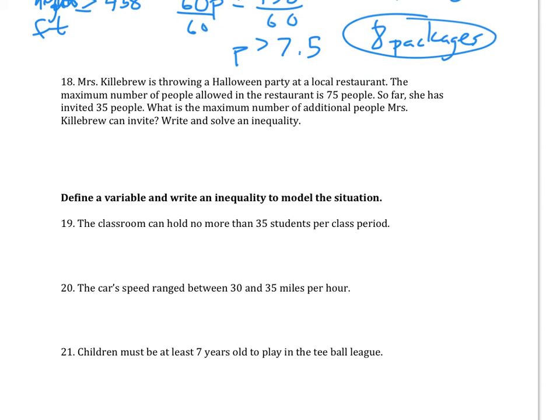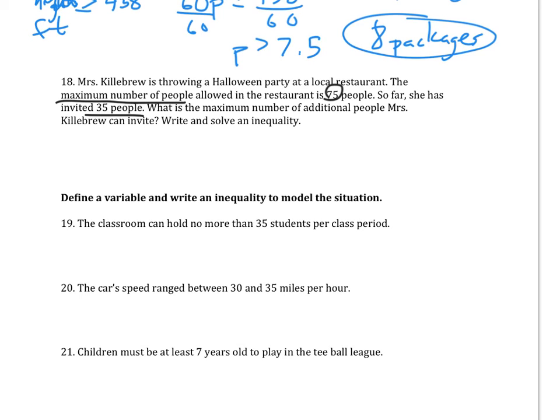Mrs. Killebrew is throwing a Halloween party at a local restaurant. The maximum number of people allowed in the restaurant is 75. So far she has invited 35 people. What is the maximum number of additional people Mrs. Killebrew can invite? Write and solve an inequality. Now this is a problem you might be able to look at right away and say, oh, it's 40. And you're right.